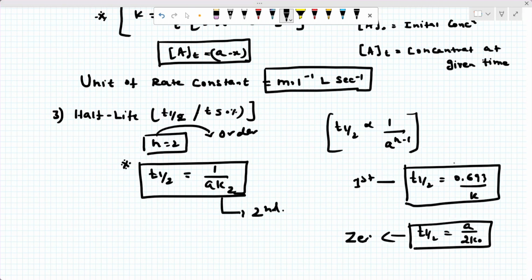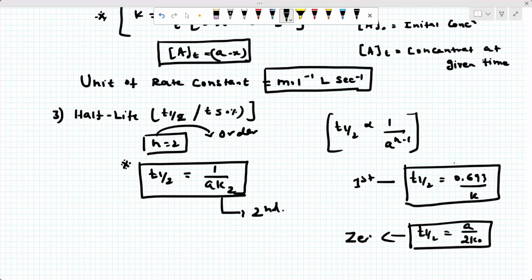So listen, now see the relations. In case of first order reaction, the half-life period is independent of initial concentration. You got the point, right? Because in the equation 0.693 by K there is no concentration term. For zero order reaction, directly proportional, because T half is equal to A by 2K. First order independent. For second order reaction, inversely proportional.